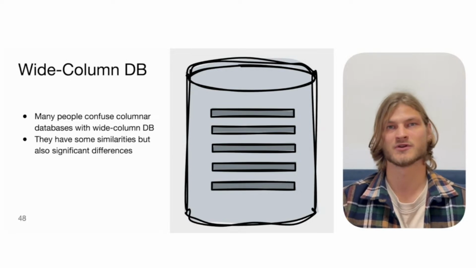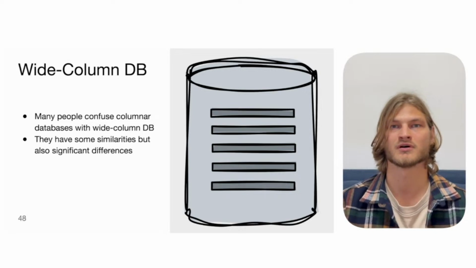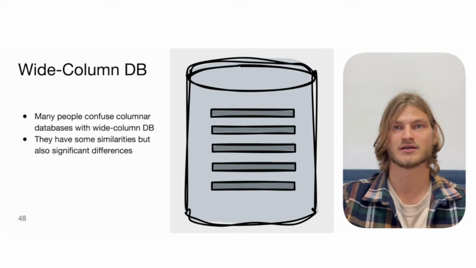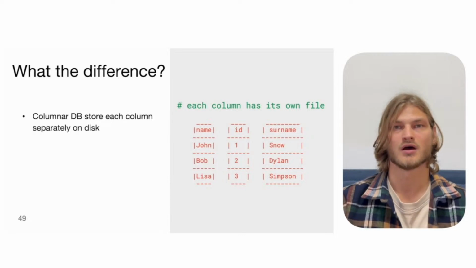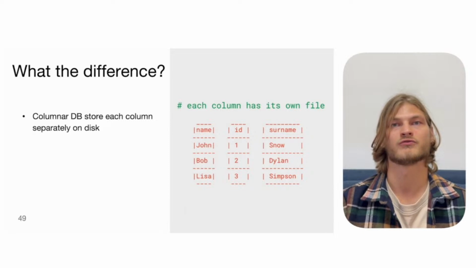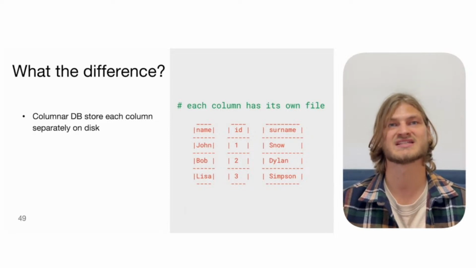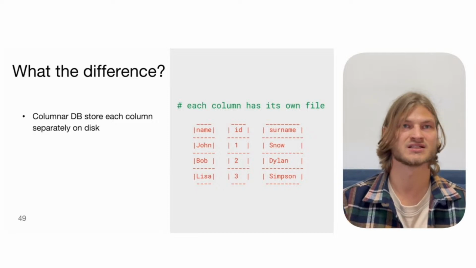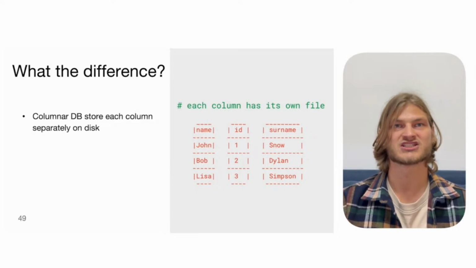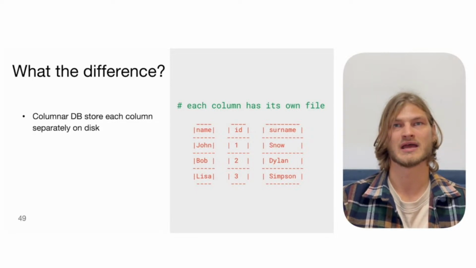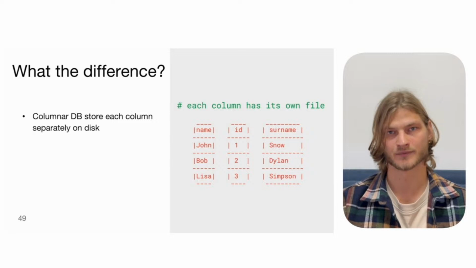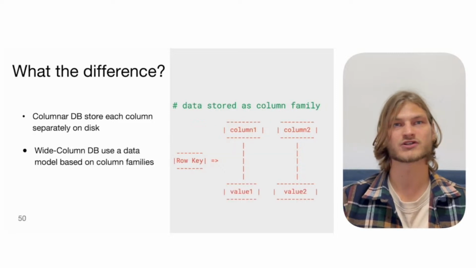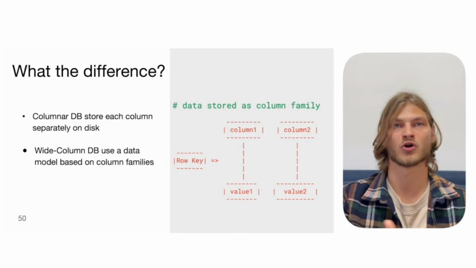They have some similarities, but they have a significant difference. And you should ask, what's the difference? The difference is in the way these databases store the data. As for columnar DB, it stores each column separately on disk. So each column has its own file. As for wide column DB, it uses a data model based on column families.